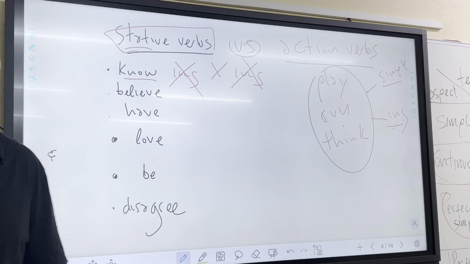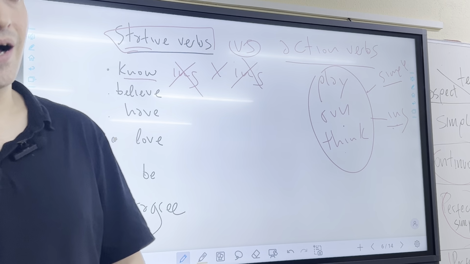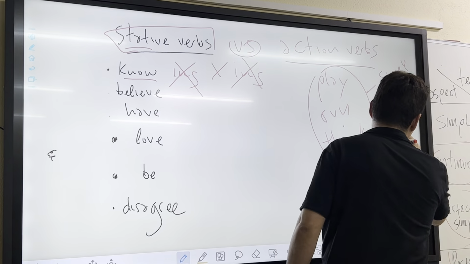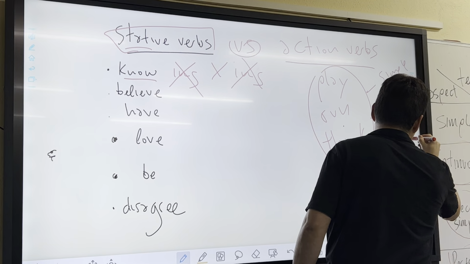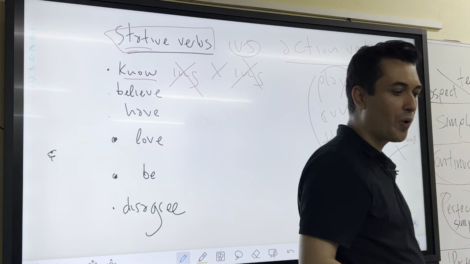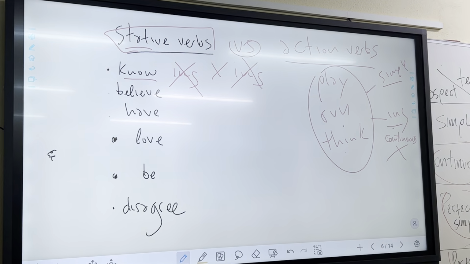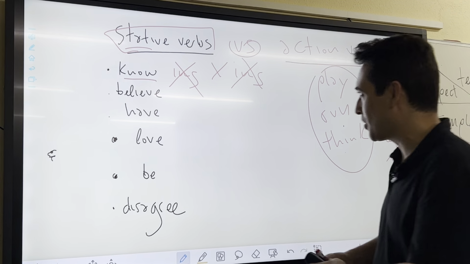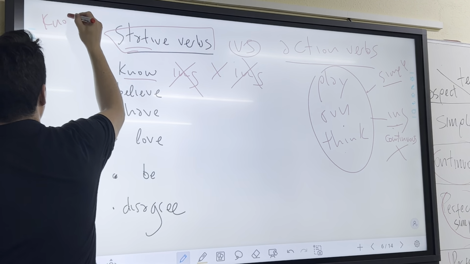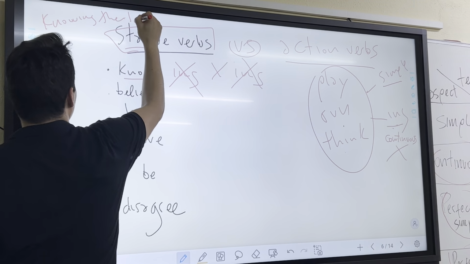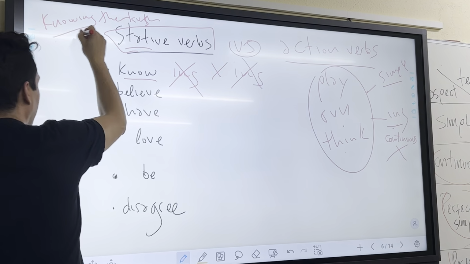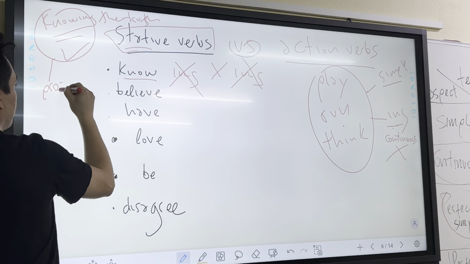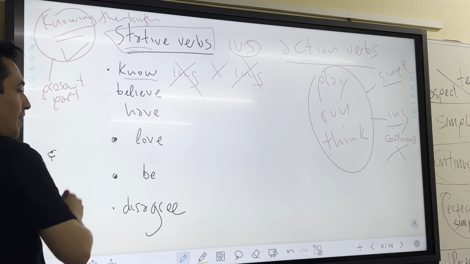By ing, I mean present continuous. Not continuous, but knowing in general, like a participle. Yes. Knowing the truth is very important. Knowing in this case is not a continuous tense. This is a present participle. By the way, we studied the present participles.